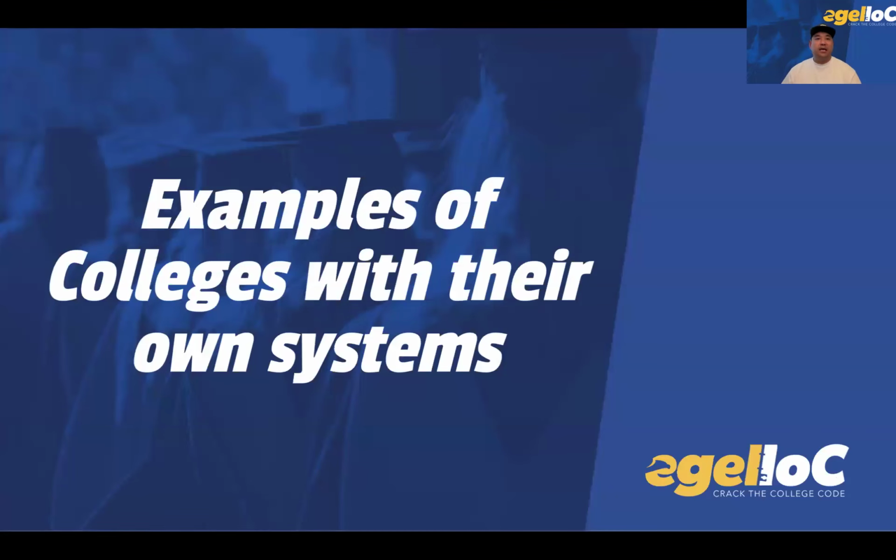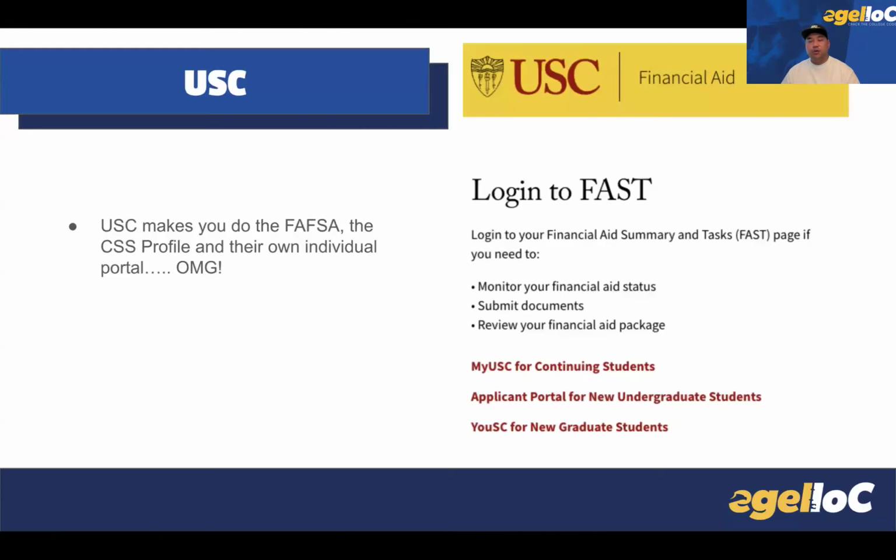But I wanted to also give you examples of colleges that have their own system of working on things. USC is one of those places. USC asks for the FAFSA. They also ask for the CSS profile. But when it comes to turning in documents, they use their own system called FAST. And so now you have another system that you have to deal with, in addition to the UC app, the Common app, the Coalition app, right?